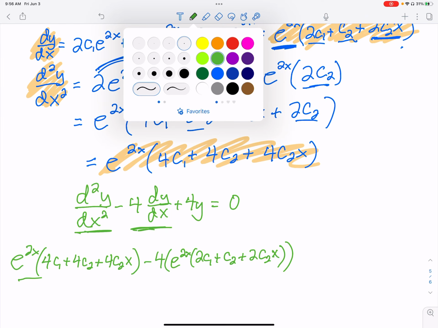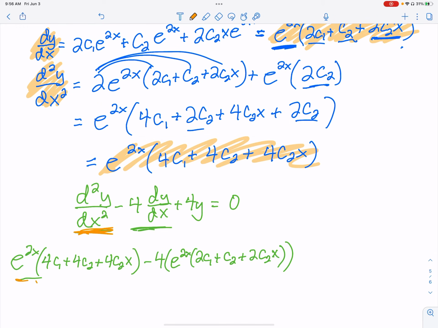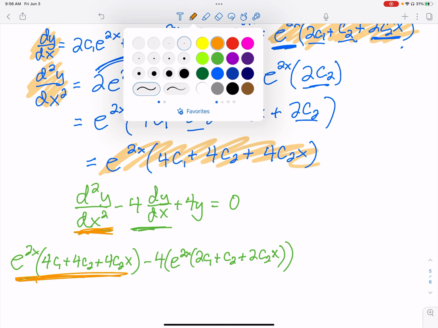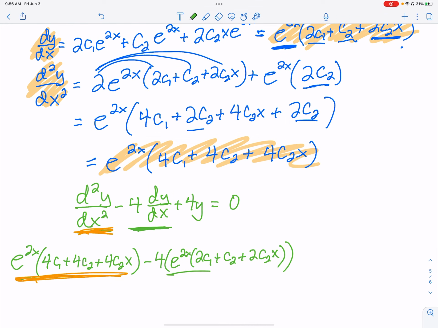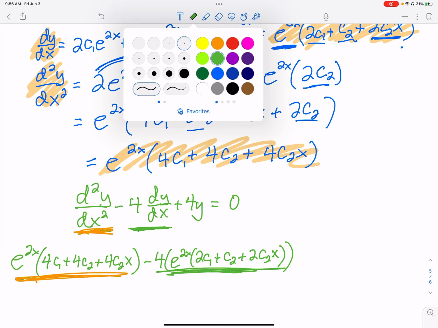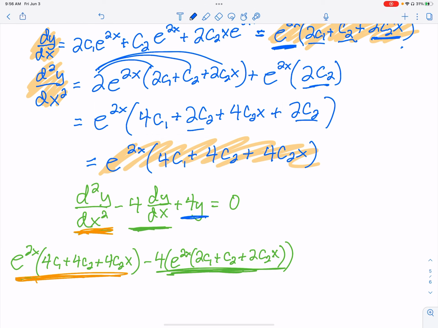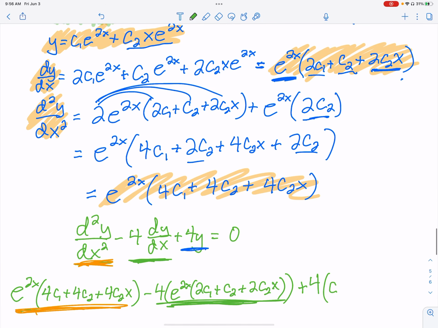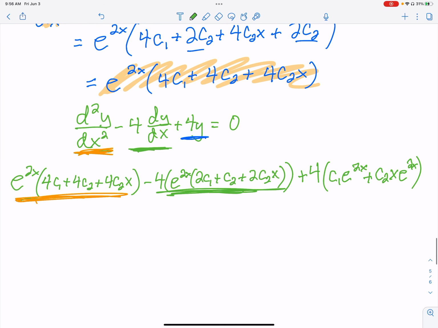I can color code this actually. This was that. The green here was here. And then we have one more thing to plug in. So I am plugging that in now, plus 4 times y, which was up there at the top of the screen, c1e to the 2x plus c2xe to the 2x. And we're wondering, running out of room, is this equal to 0?